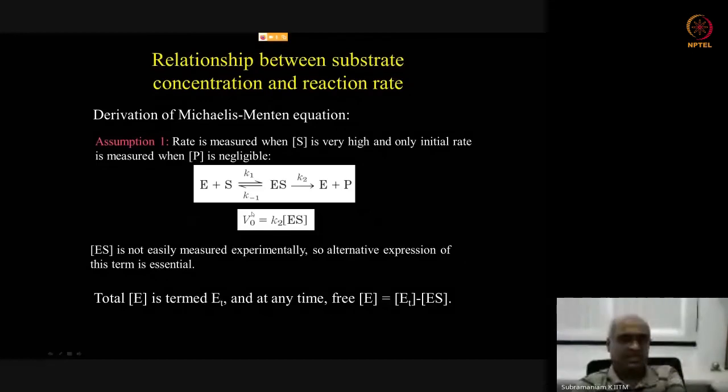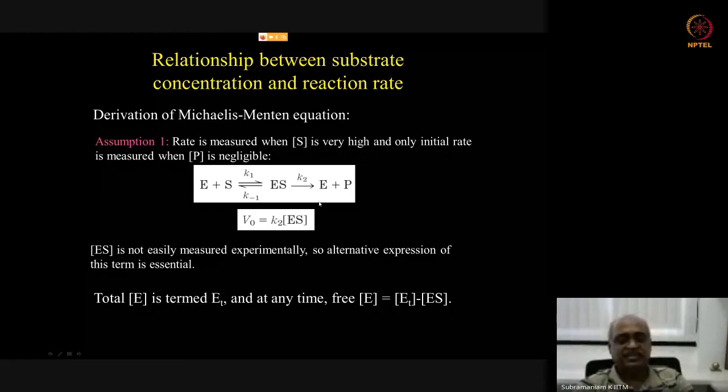So the first assumption is we are measuring it very early, such that the substrate concentration is very high and the product formed is negligible, and as a result this K minus 2 reaction we are going to ignore. That is assumption number 1: we are measuring very early at a point where the concentration of product is negligible. Therefore, we do not consider this reverse reaction of E plus P giving ES. And that is the reason K minus 2 is not shown in this equation. It is not because this is an irreversible reaction.